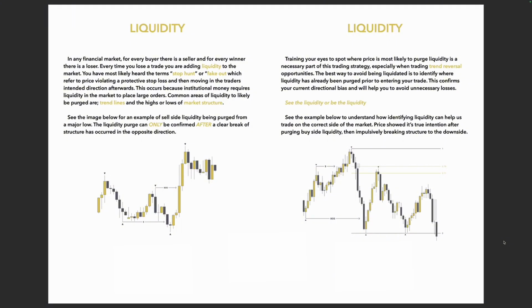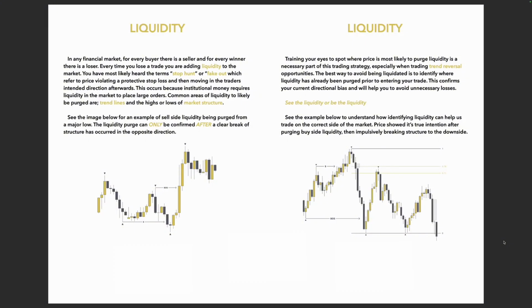In any financial market, for every buyer, there is a seller, and for every winner, there is a loser. Every time you lose a trade, you're adding liquidity to the market. You've most likely heard the terms stop hunt or fake out, which refer to price violating a protective stop loss and then moving in the trader's intended direction afterwards.